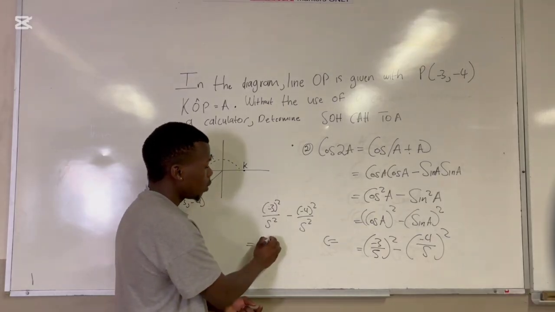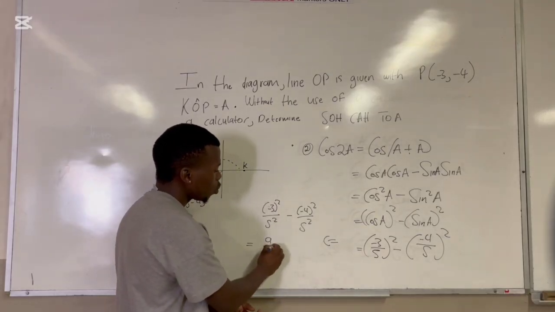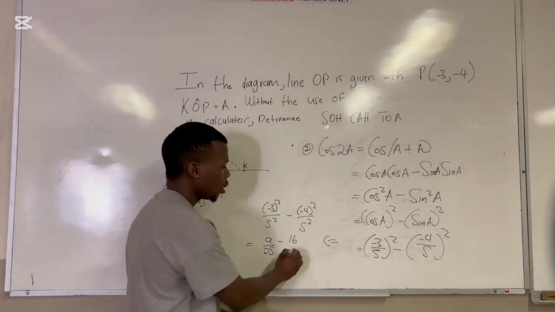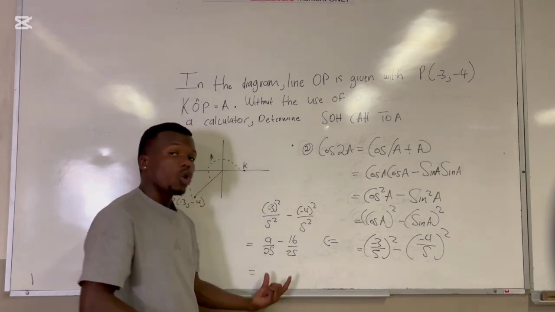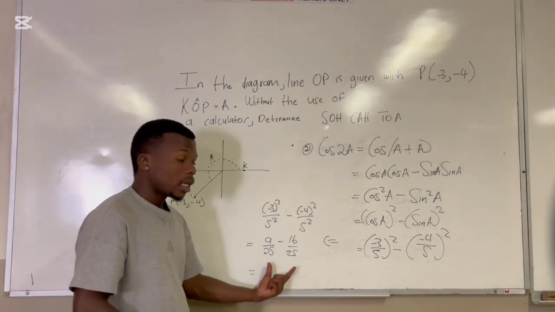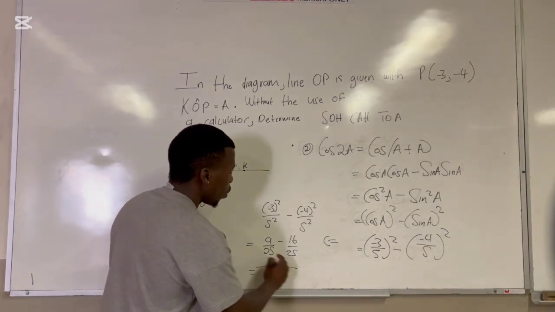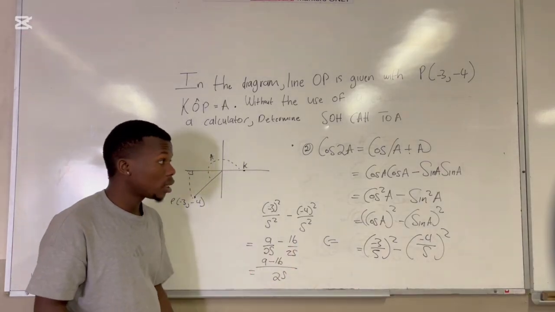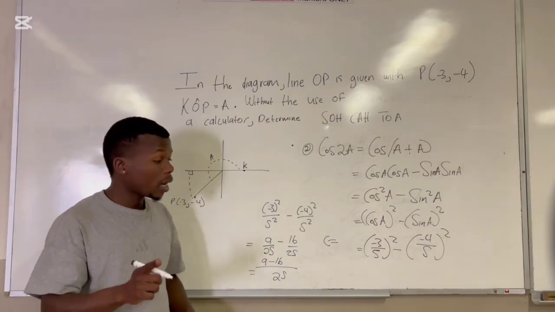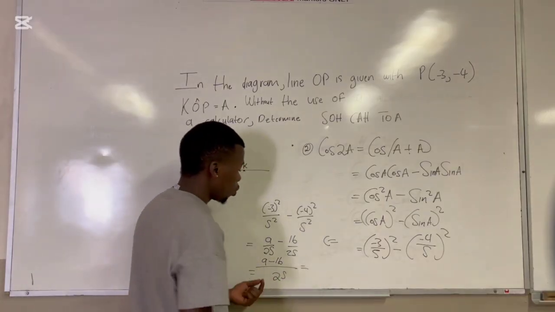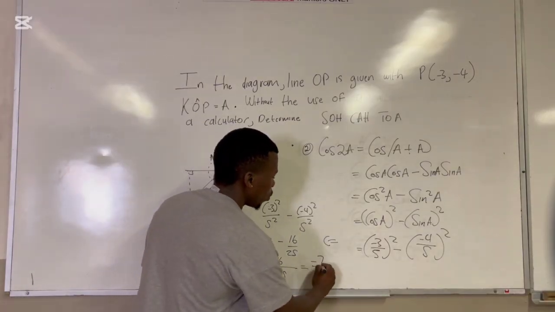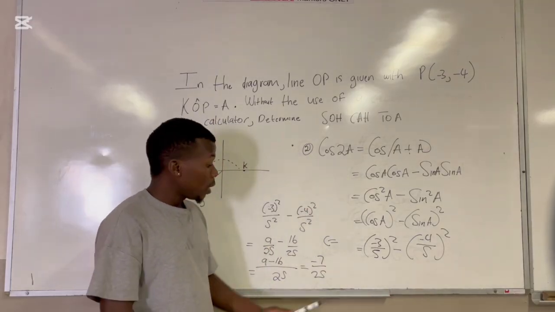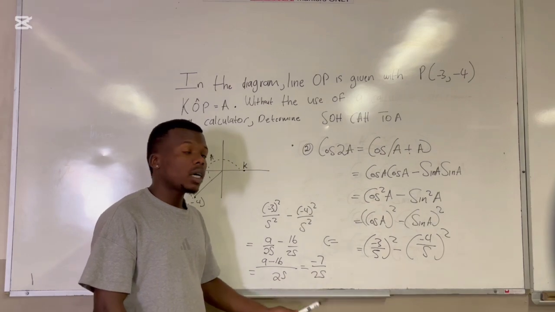This is always going to be equal to: -3 squared is +9 over 5 squared is 25. And then we have minus -4 squared, which is +16 over 25. And then I'm going to drop my denominator. This will be 25 over 9 minus 16. You can type this in your calculator, but they said without the use of a calculator. Now let's carry on. 9 minus 16 is -7 over 25. In other words, the value of cos of 2A is equal to -7 over 25.